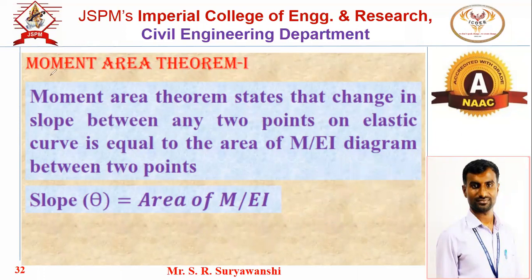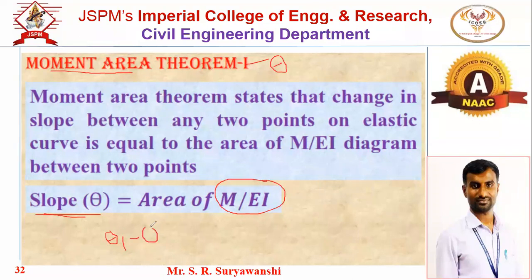So theorem number 1 gives us the slope, that is theta or dy by dx. And what is the statement in short? Change in slope between 2 points is equal to area under m by EI diagram between those 2 points. Suppose there are 2 points, theta 1 and theta 2. If you have to find out the change in slope between these 2 points, then we have to find out the area under m by EI diagram between point 1 to 2. So only these 2 points we have to consider to find out the area, as we have to find out the change in slope between the 2 points.